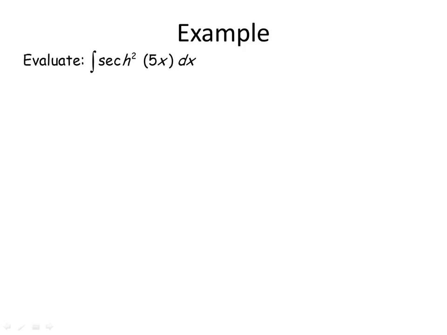Before you start panicking, look at your formulas on your formula page. Do you see a hyperbolic secant squared? Yeah, so there's no need for panic, right? If you see a hyperbolic secant squared, then all you got to do is your u substitution. What is u? So what is du? So what would your compensation be? And you're good to go.